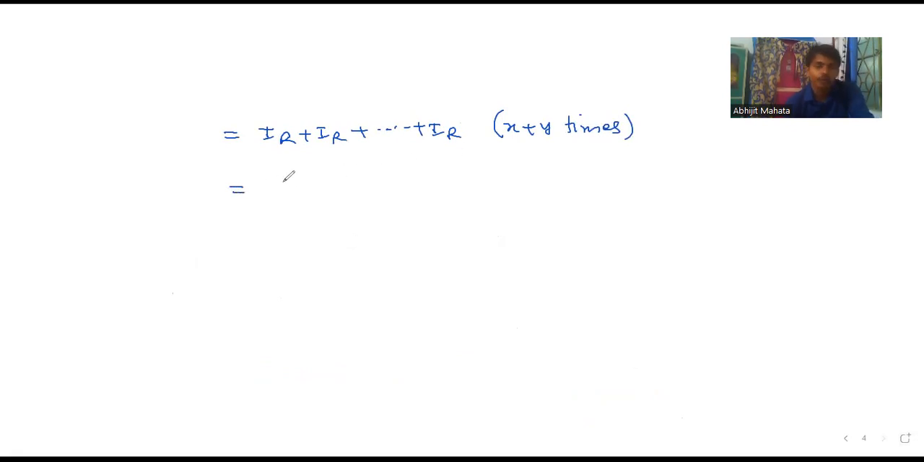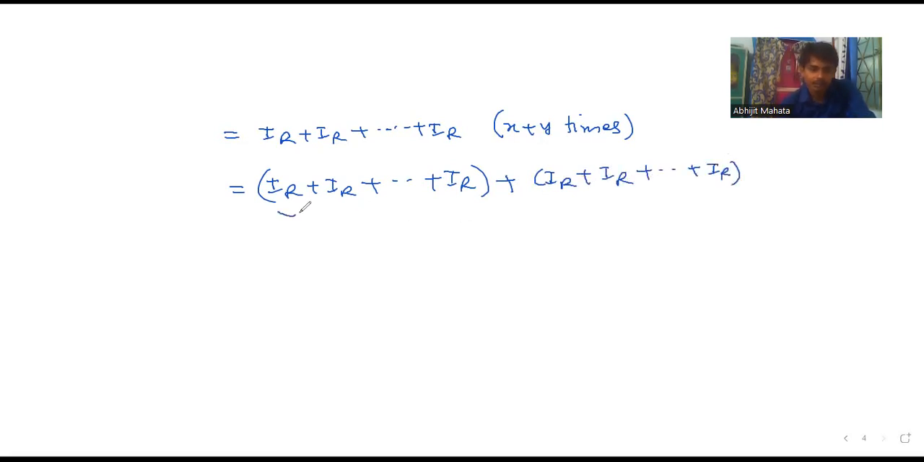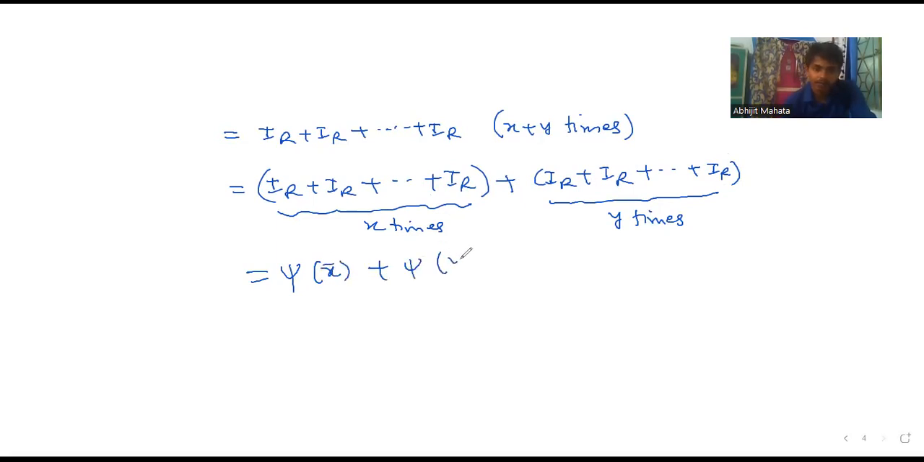Now we can separate into two parts. Firstly, we can take r x times. Then we'll take y times. So IR plus dot dot dot dot plus IR, this is x times, and this is y times, right? So this is nothing but psi of x bar plus psi of y bar. So what we are getting? We are getting psi of x bar plus y bar equal to psi of x bar plus psi of y bar. So this is one, right?